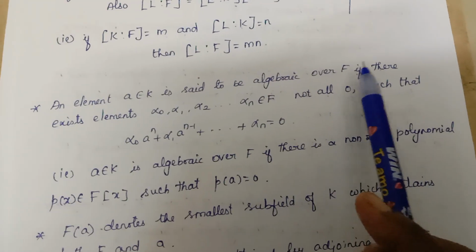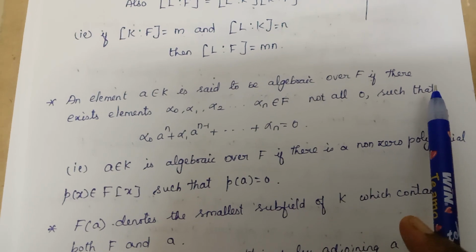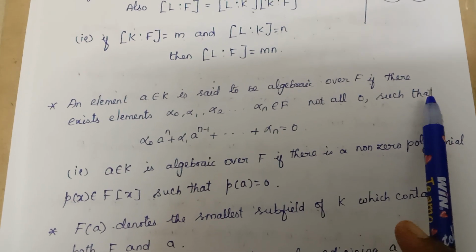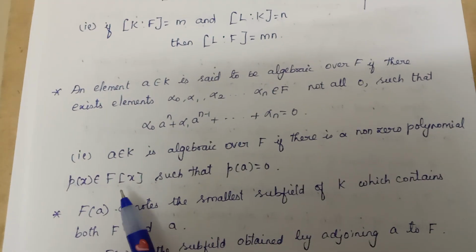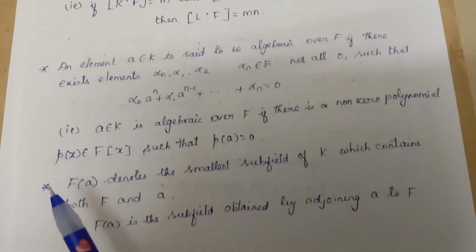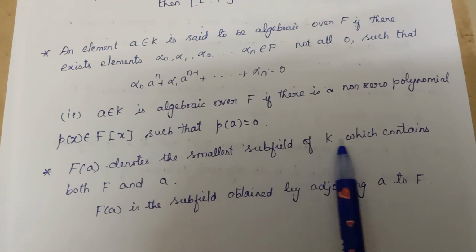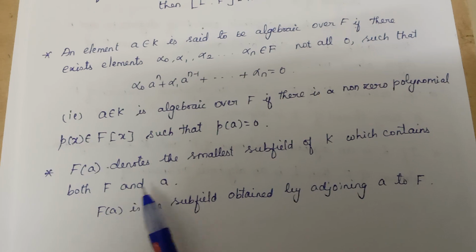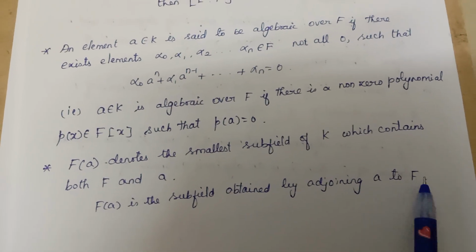Over the smaller field, you choose one polynomial. Then an element in the larger field K is said to be algebraic if it satisfies one of the polynomials over the field F. Otherwise, it is not algebraic, right? Next one. F of A denotes the smallest subfield of K which contains both F and A. And F of A is the subfield obtained by adjoining A to F.